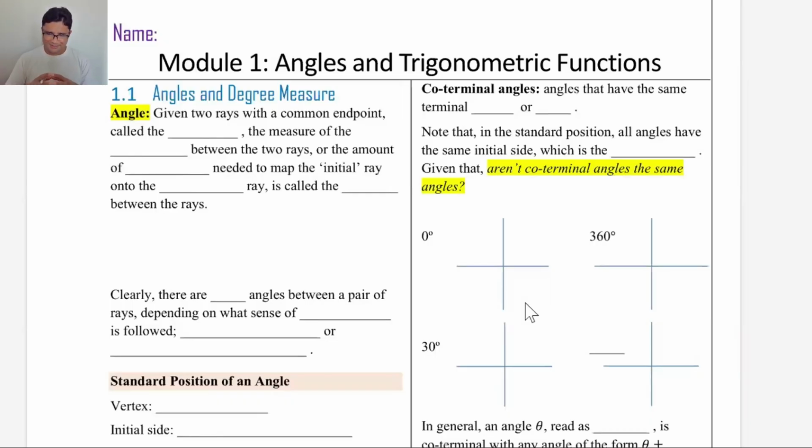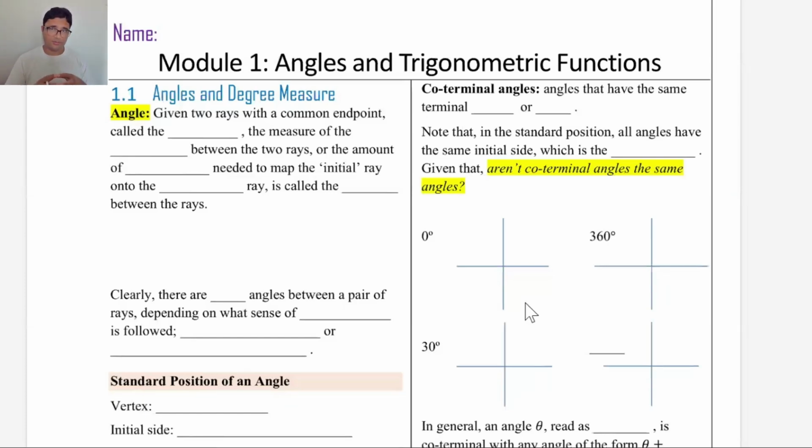Hello students, welcome to the first video in the first module of this course. The title of the module is Angles and Trigonometric Functions. So we will first study the angles. We will talk about two different systems of measurements of angle, namely the degrees and the radians.